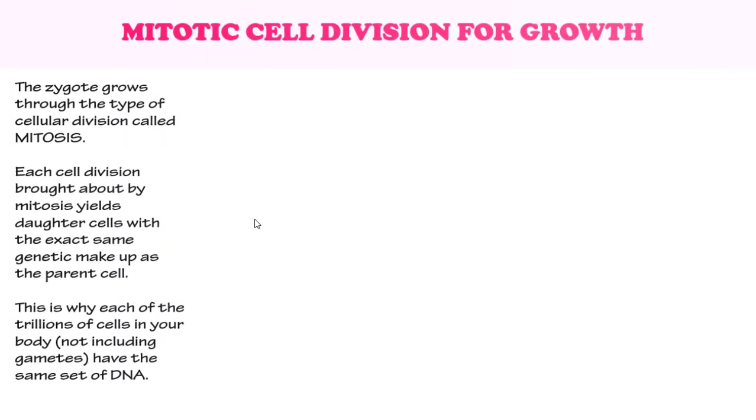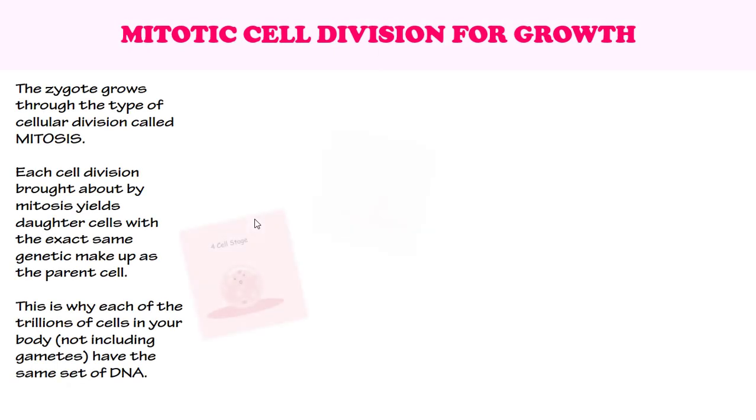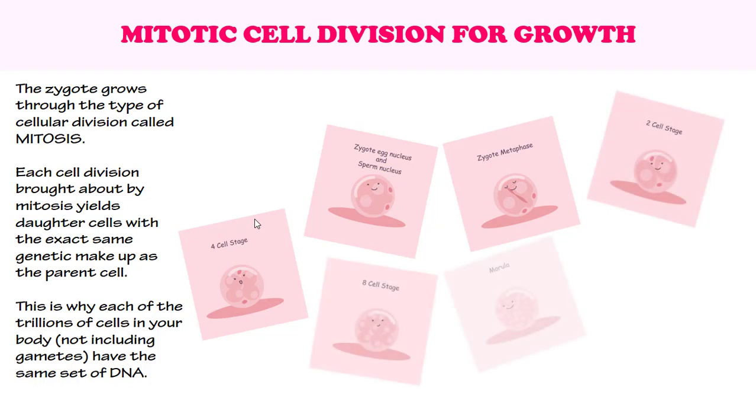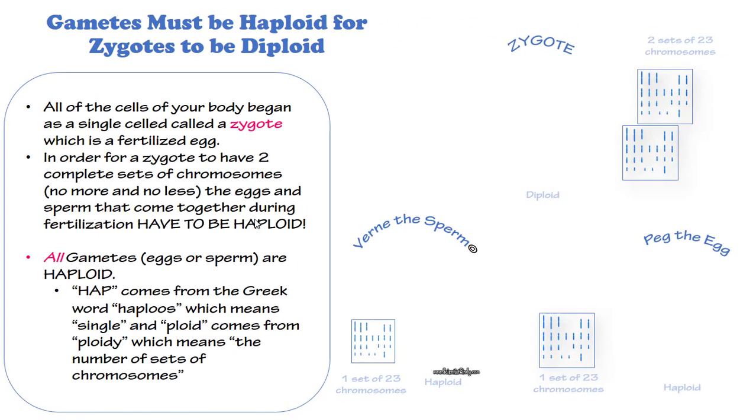The zygote grows through the type of cellular division called mitosis. Each cell division brought about by mitosis yields daughter cells with the exact same genetic makeup as the parent cell. This is why each of your trillions of cells in your body, not including the gametes, have the same set of DNA. Gametes must be haploid for zygotes to be diploid.